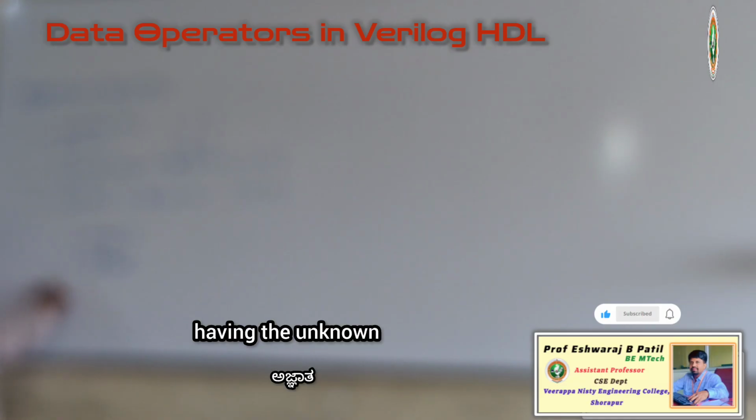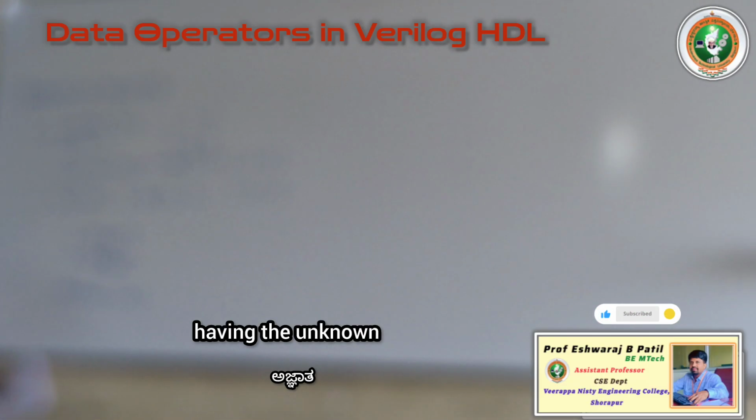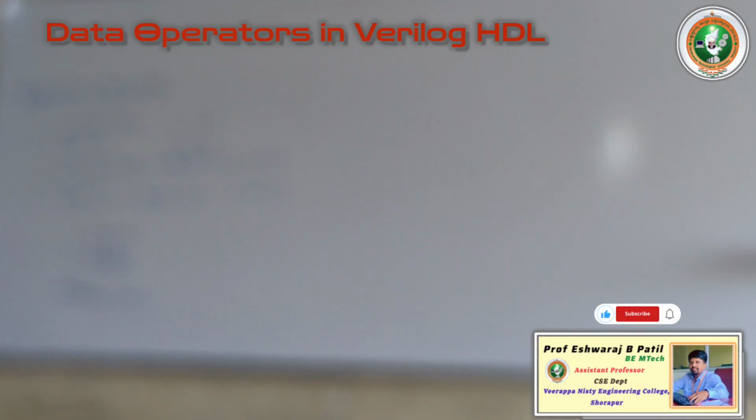So my upper is having the unknown value, yes sir. Unknown value, then I go with the x also. Consider the one or two examples.